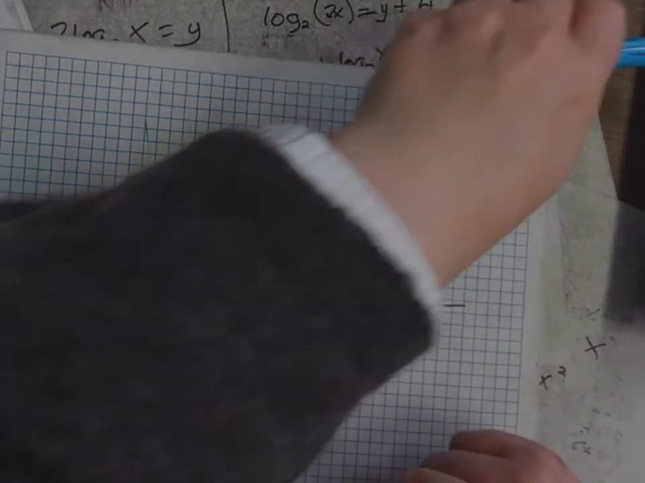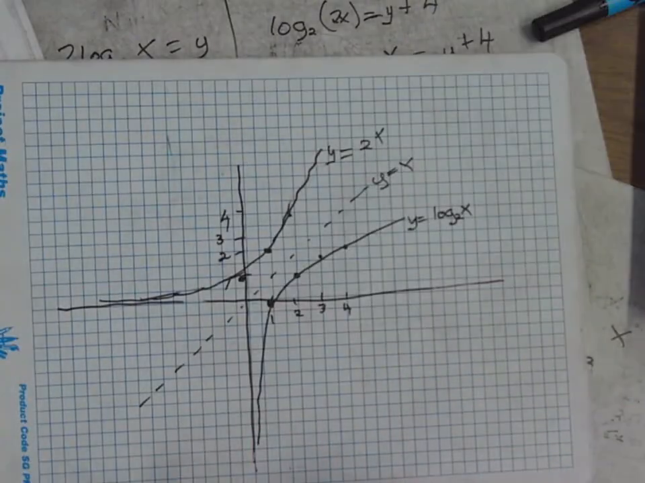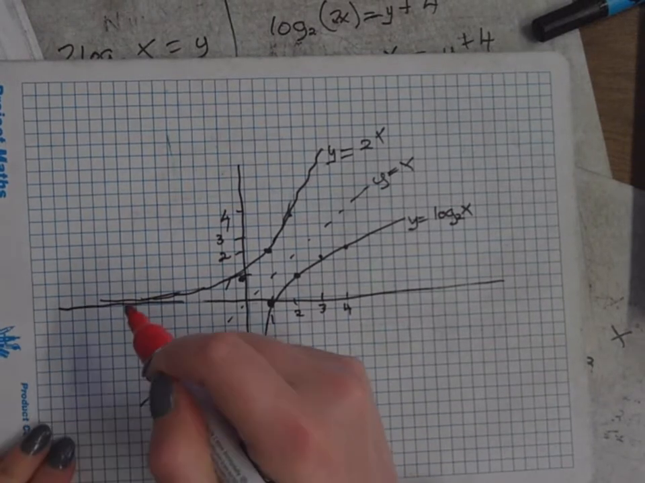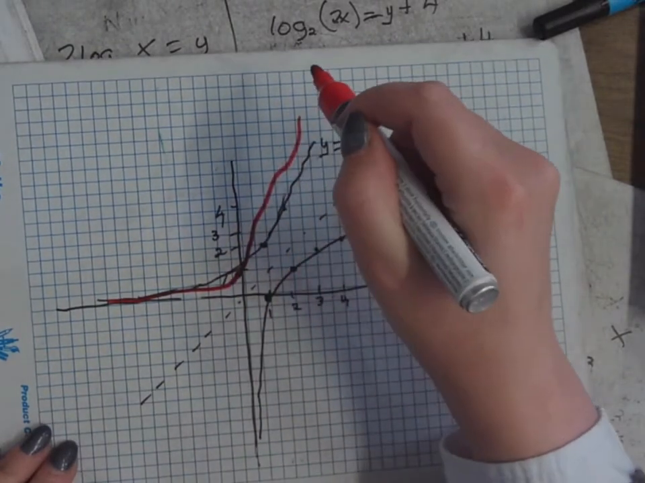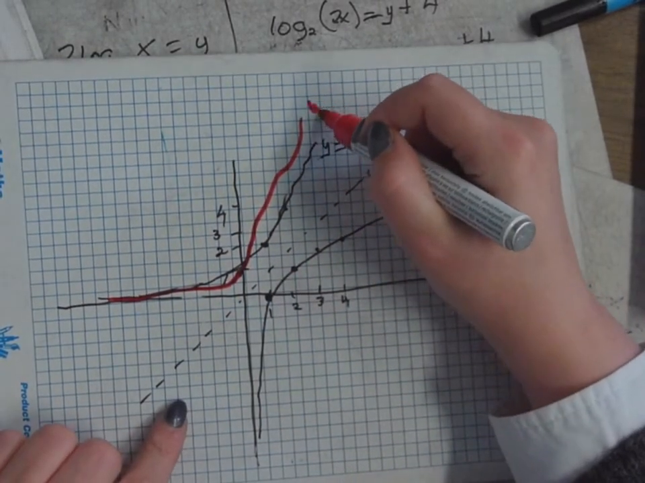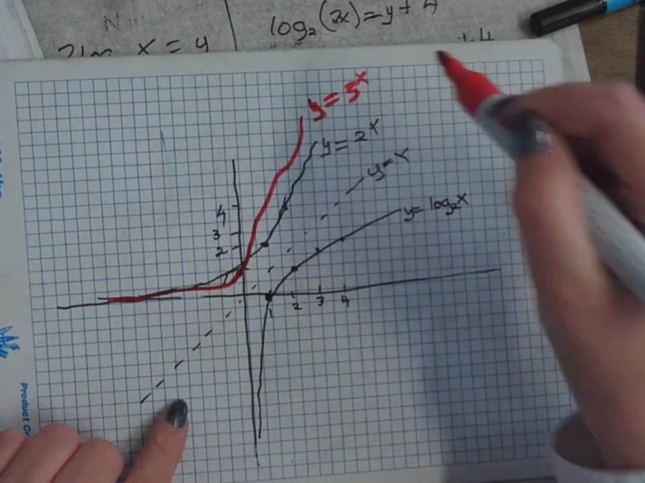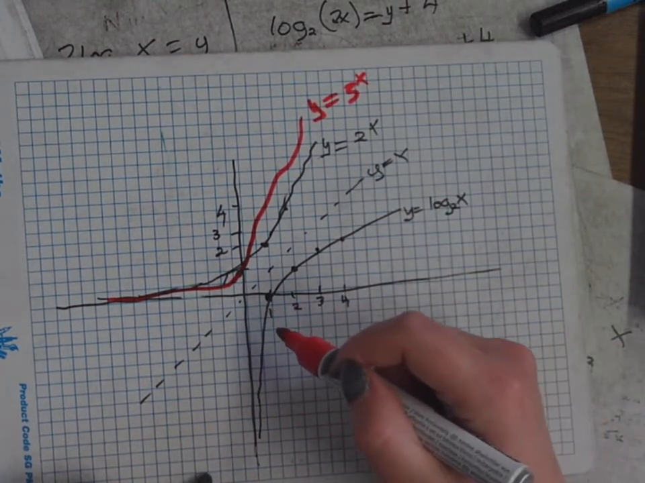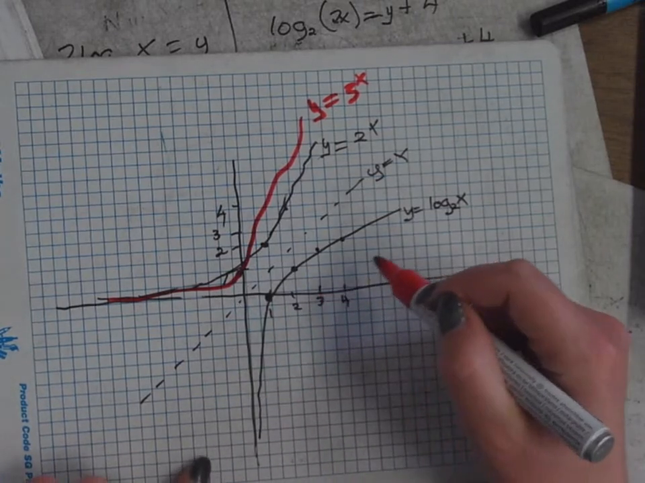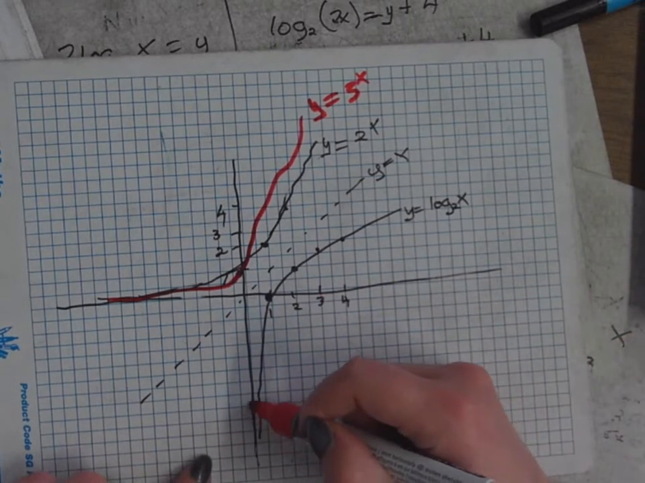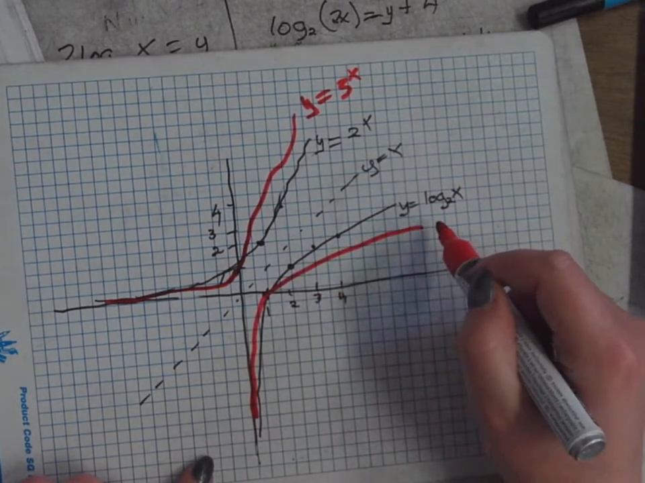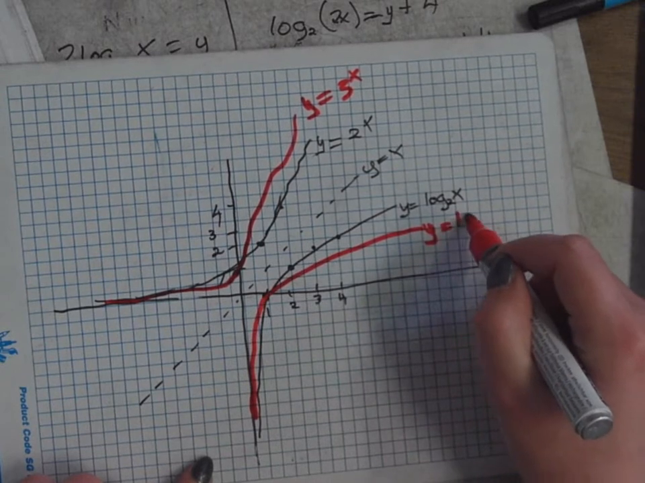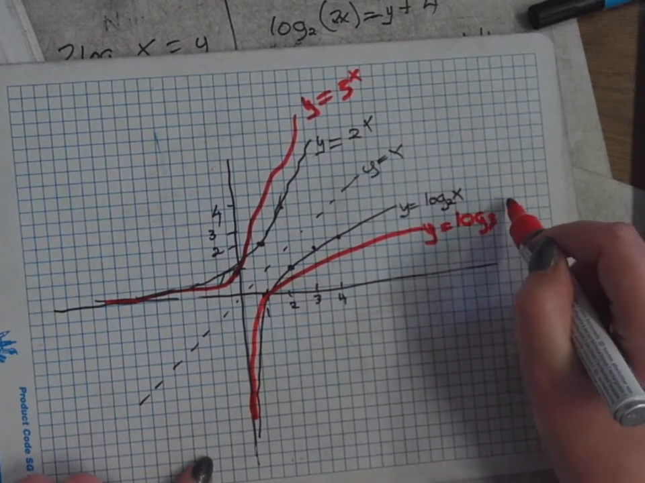I might choose a different colour pen. So y equals 3 to the power of x. It would have got nearer, it would still cross at 1, but it would get nearer to the y-axis. Remember that? Y equals 3 to the power of x. A mirror image of that actually gets nearer to the x-axis this time. So again, the y-axis is an asymptote. So this is y equals log to the base 3 of x.